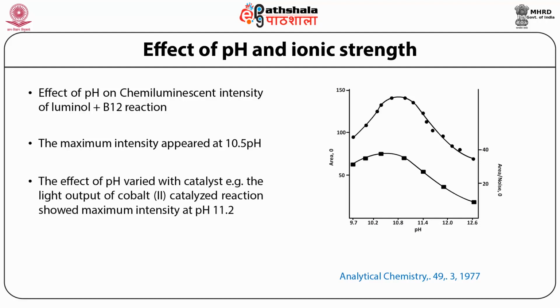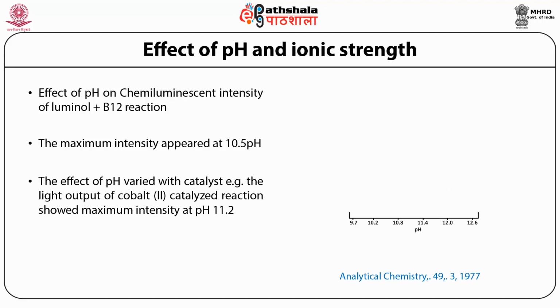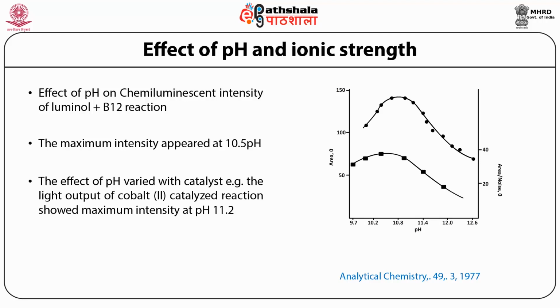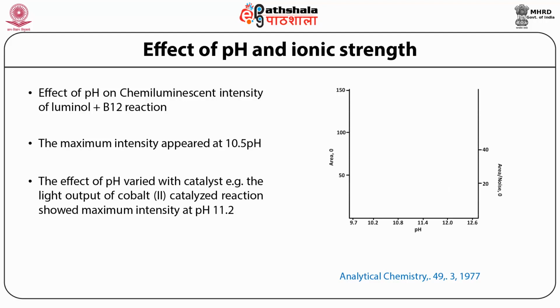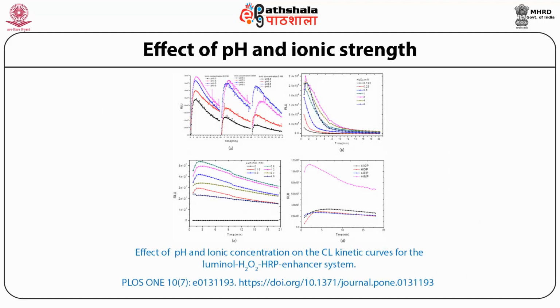The effect of pH varied with various catalysts. For example, when cobalt was used as catalyst, the maximum intensity was observed at pH 11.2 instead of 10.5. So again mentioning the same thing, that before performing any practical, optimize the conditions for your system. This is again another example of effect of pH and ionic concentration on the chemiluminescent kinetics of luminol, hydrogen peroxide and HRP enhancer system. You can see different pH have different time dependence on fluorescence.